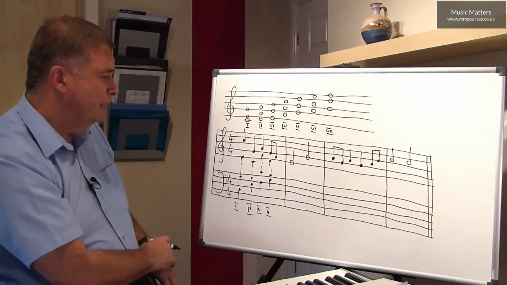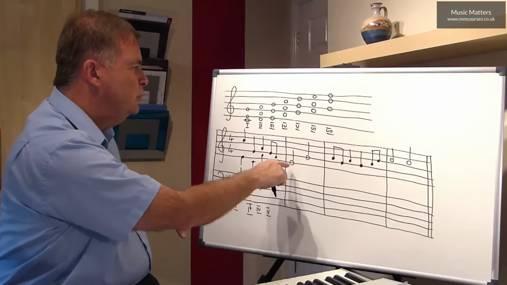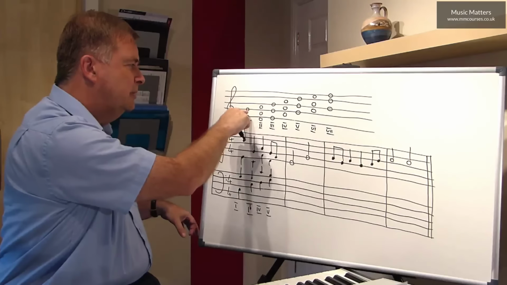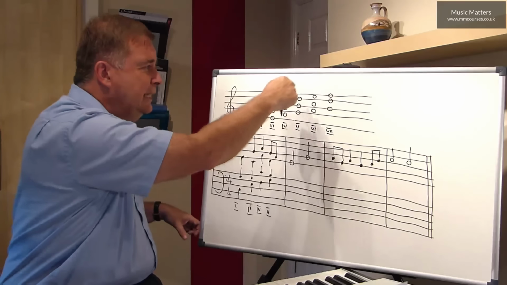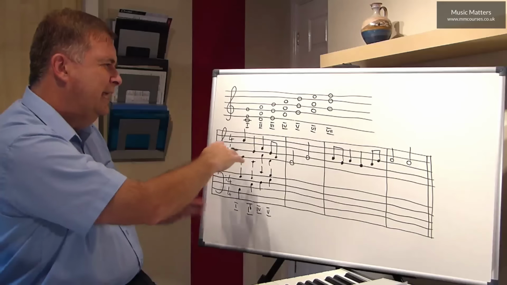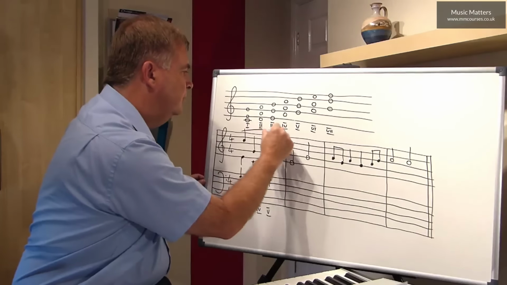Okay, now then, let's go on to the next one. Here's an E. So E is what? It's the root of chord 3. E is the middle of chord 1. It's the third of chord 1. And E is the fifth of chord 6. It's possible that I'm coming towards the end of my first phrase.